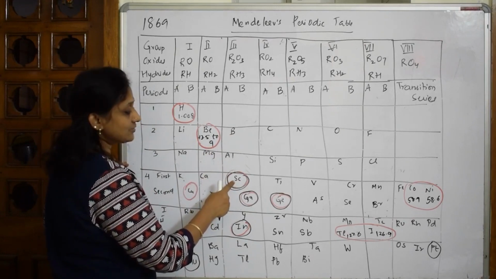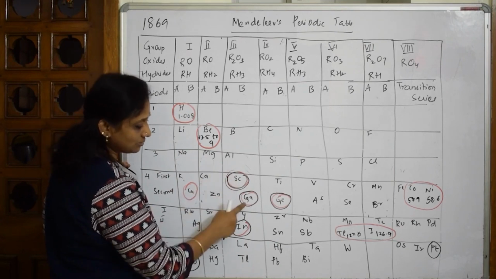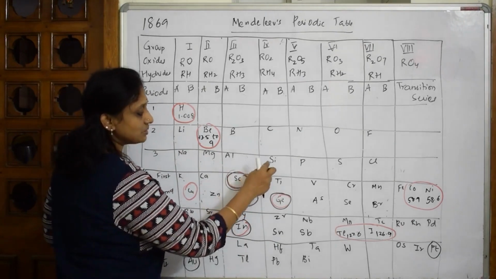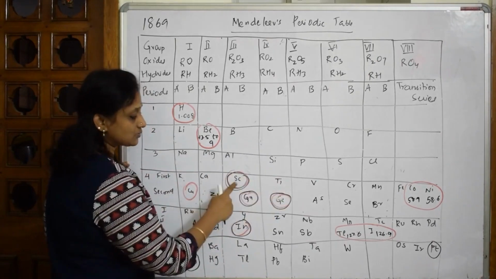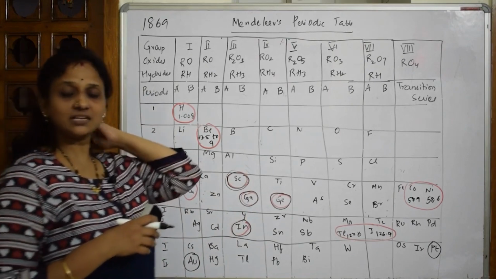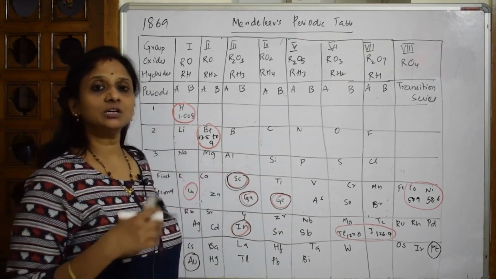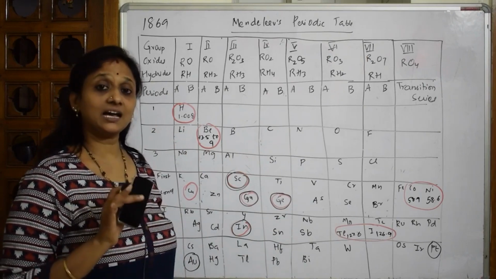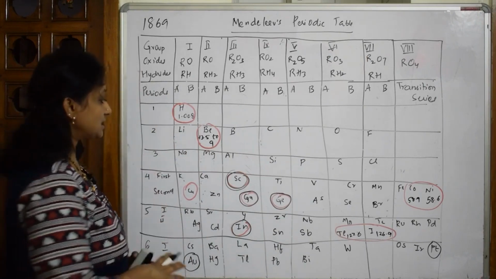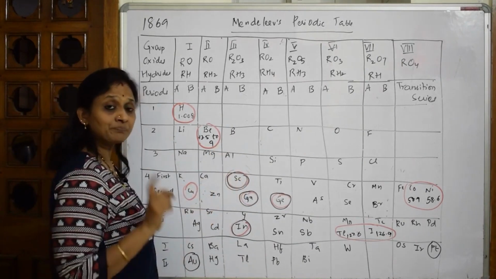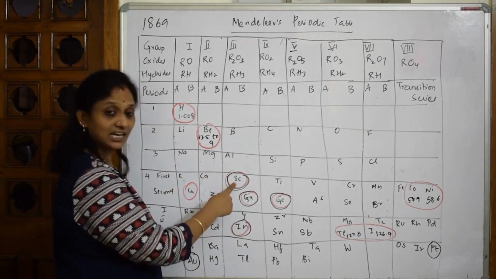Then he has left space below aluminium, this also was left blank. After that, he has left space below silicon. This also was blank. But what did he name them? He has taken it from Sanskrit, like Eka, Dvi, Tri. Eka means one. So he said the element which is below boron, he named it as Eka boron. That is the first thing, Eka boron.